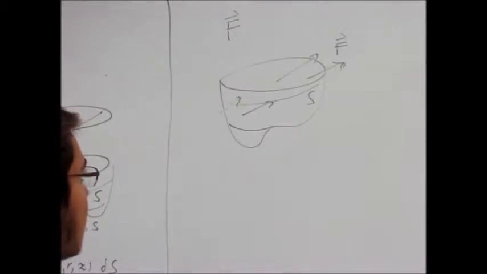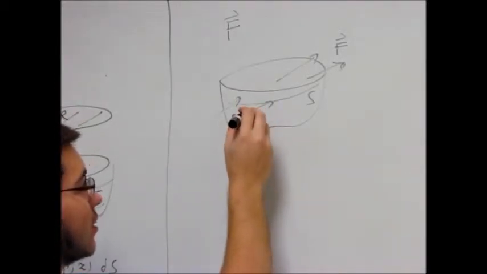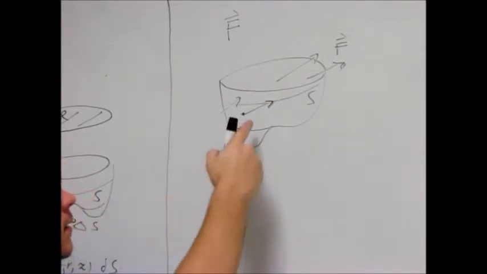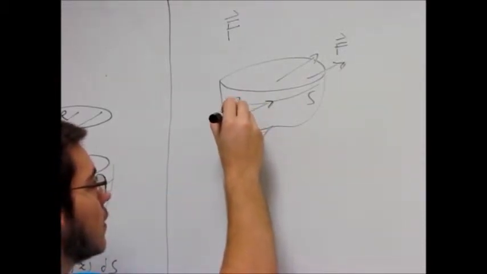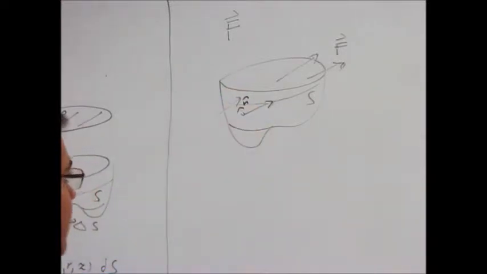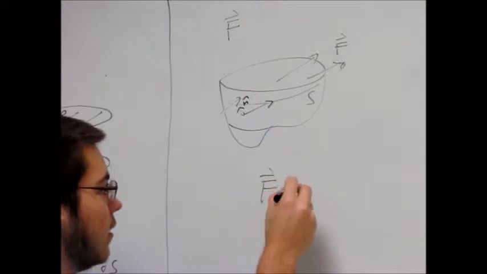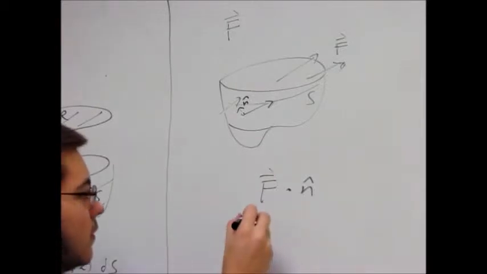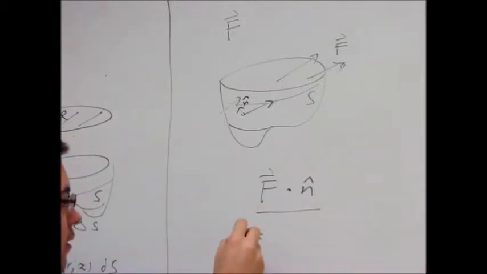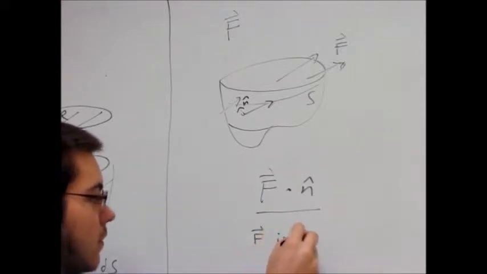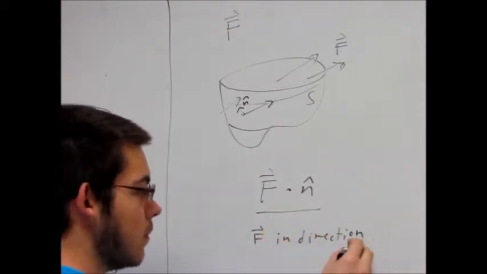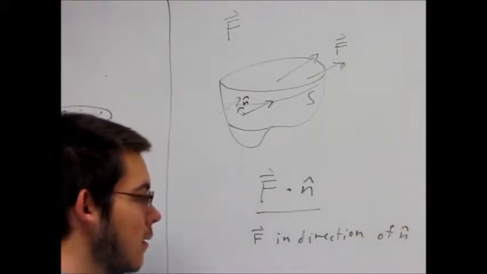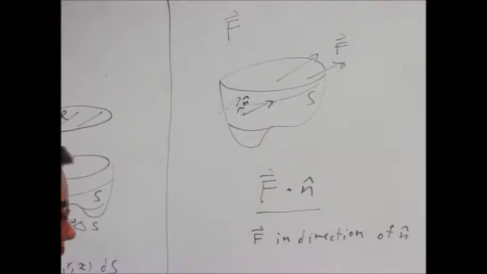And so what you want to do is at each point on the surface you integrate the vector dot product with a normal vector, F dot n, where n is normal to the surface. And this tells you how much F is in the direction of n. Basically, this is how much F is going perpendicular to the surface, how much is crossing through the surface as opposed to going along with the surface.